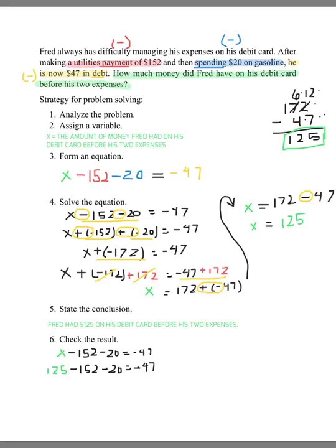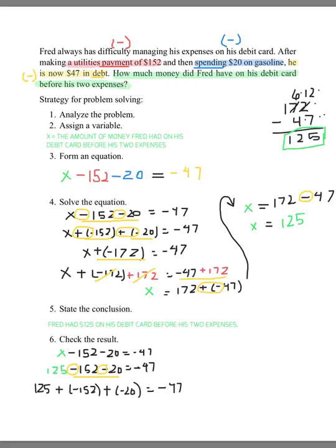So now we're going to go ahead and rewrite everything as addition of a negative on the left hand side. So we're going to do that with these 2 values right here. So we're going to have 125. Now subtraction is the same thing as adding a negative. So we're going to add a negative 152. And then again, subtraction is the same thing as adding a negative. So we're going to add a negative 20. That is equal to negative 47.